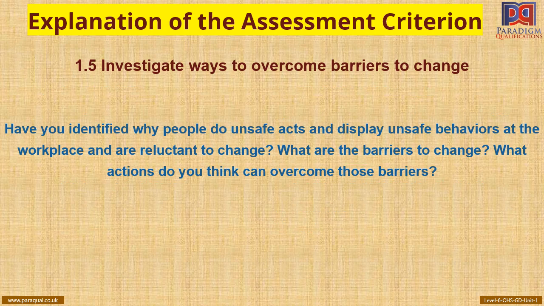The assessment criterion 1.5 of Unit 1 is investigate ways to overcome barriers to change. This assessment criterion requires that have you identified why people do unsafe acts and display unsafe behaviors at the workplace, and what are the barriers to change? What actions do you think can overcome those barriers? Let's discuss what can be the suitable evidence to demonstrate your competence against this assessment criterion.